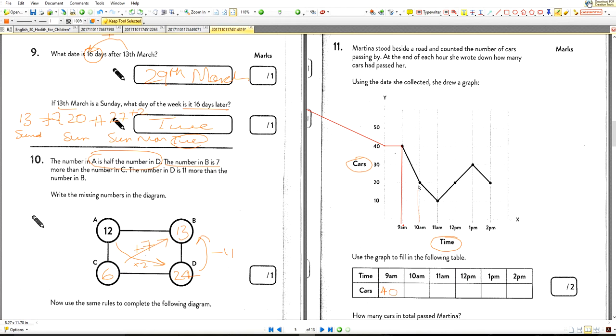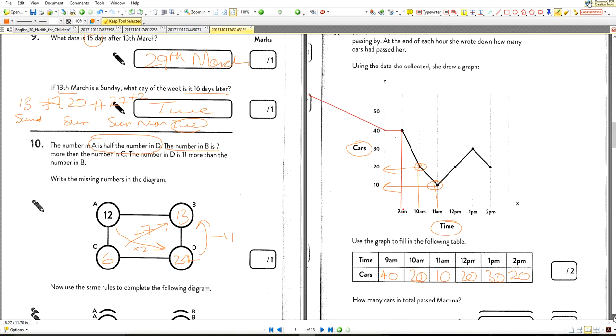For 10 a.m. we go up, you come to the graph, we go across, and that gives you 20 cars. For 11 a.m. we go up, you hit the graph, we go across. That gives you 10 cars. And same for 12 p.m., that'll give you 20 cars. And for 1 p.m. we'll have 30 cars. And for 2 p.m. we'll have 20 cars. Those are the numbers that we are required to have for this.